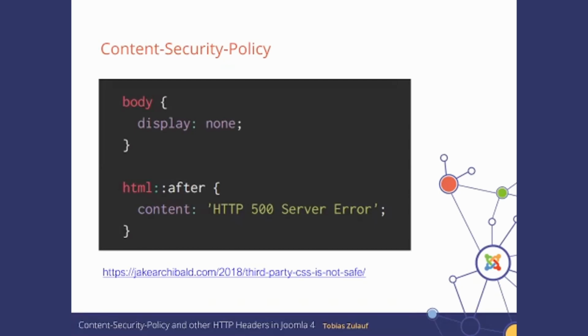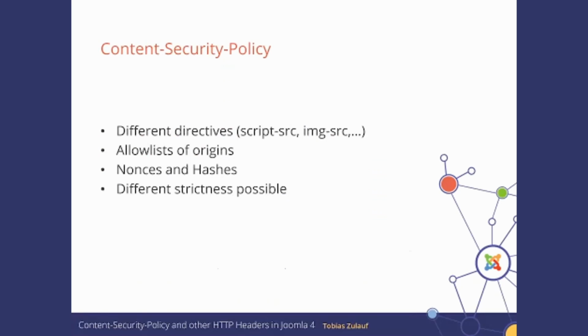There might be sources, Google Fonts or whatever, that you trust, but there are also places you might not trust and want to limit the use of CSS from such sources too. So how do you use content security policy? Basically, there are different directives, like script source, image source, style source, lots of directives you can set. And there is an allow list of origins.